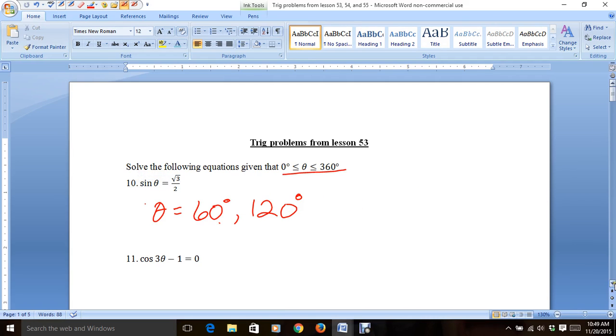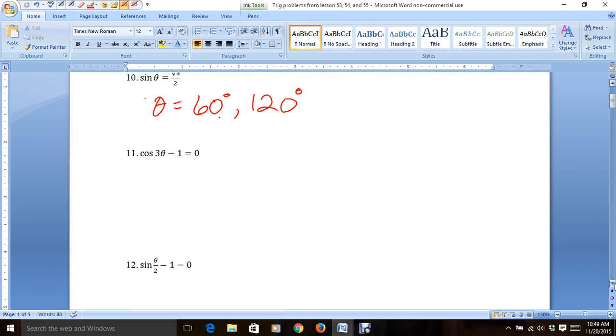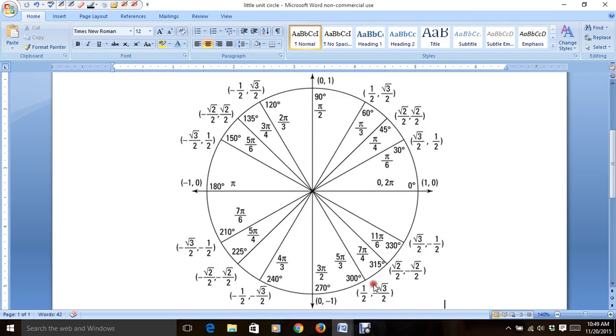Okay. Number 11, you've got cosine 3 theta minus 1 equals 0. The first thing you want to do is add 1 on both sides to get the trig function by itself. So you've got cosine 3 theta equals 1. Alright, so you're looking for a time when cosine is 1. So if we look at our unit circle, cosine is 1 when the x-coordinate is 1. So the x-coordinate is 1 right here at 0 degrees.